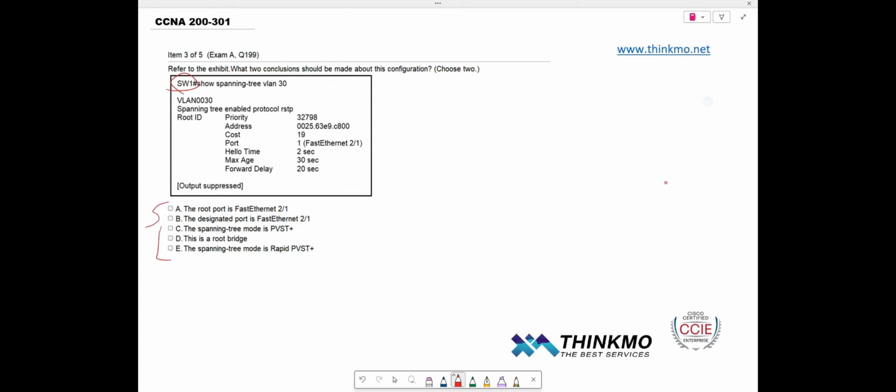If this device were the root bridge, it would say, so right here around this area, it would indicate I am the root bridge. If this device were the root bridge, it would be written here.